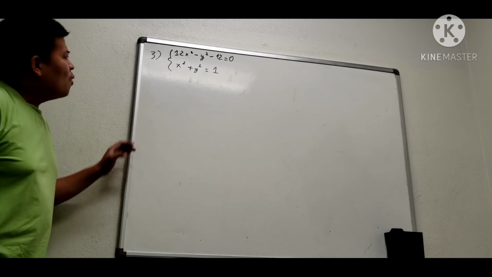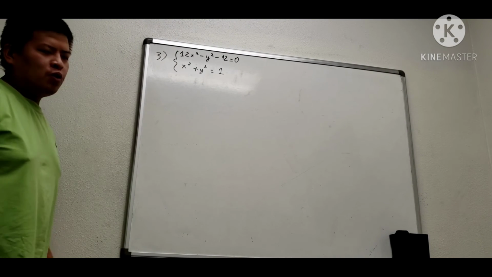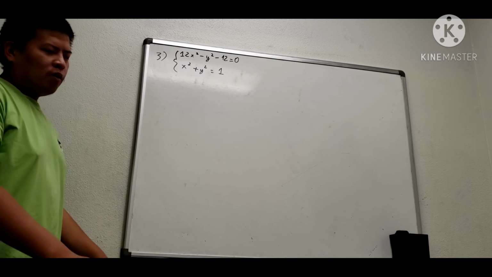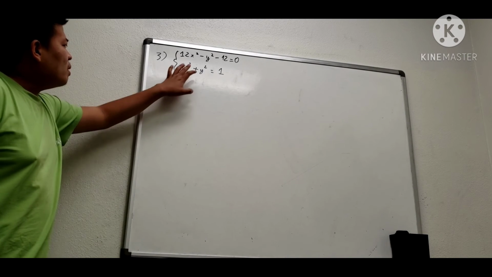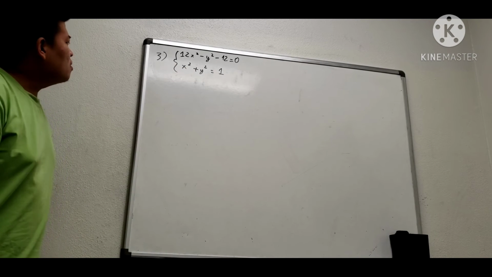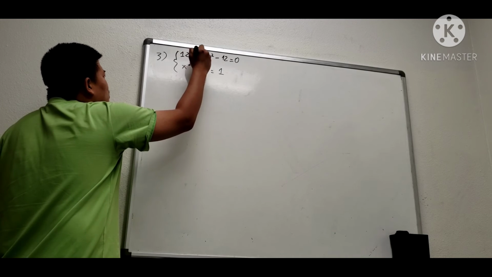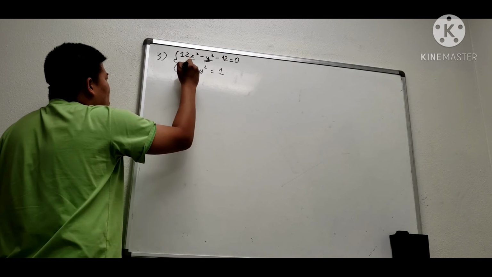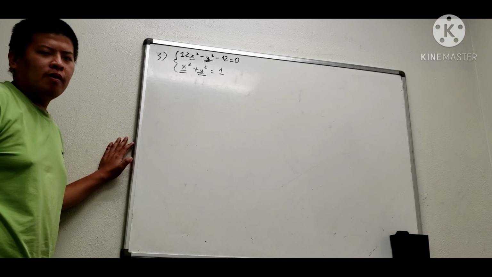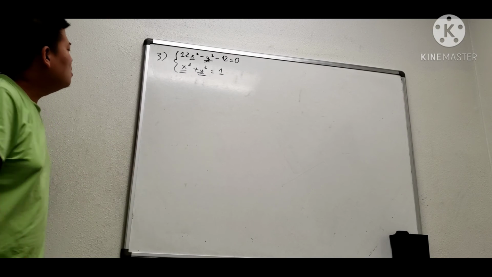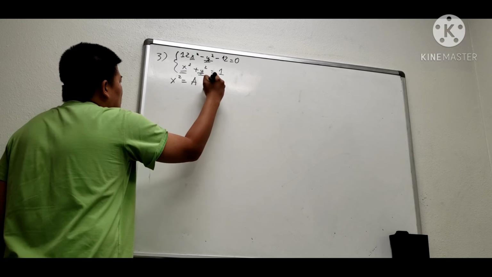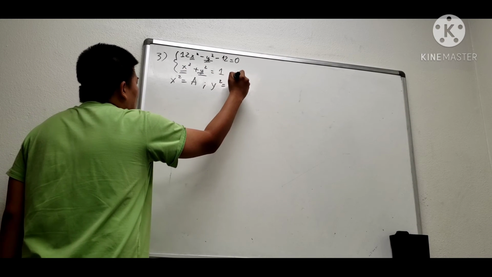Question number 3: we have 12x^2 - y^2 - 12 = 0 and x^2 + y^2 = 1. You can see that we have x^2, y^2, then x^2, y^2 again, so we can transform them into new letters. x^2 will be capital A, y^2 is capital B.